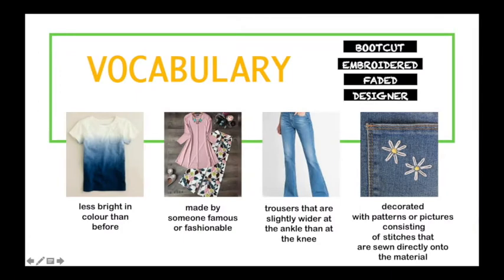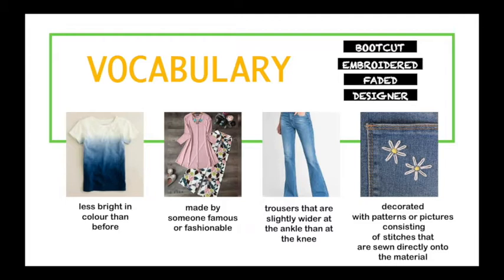All right, here we are. So we're going to match the words bootcut, embroidered, faded, and designer with these 4 pictures and their corresponding descriptions. The first one on the left is less bright in color than before. Then we have made by someone famous or fashionable. Then we've got trousers that are slightly wider at the ankle than at the knee. And finally, decorated with patterns or pictures consisting of stitches that are sewn directly onto their material. So we've got these 4 pictures, these 4 definitions, so let's match.